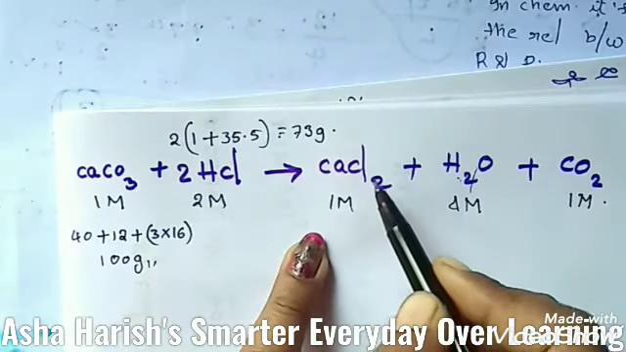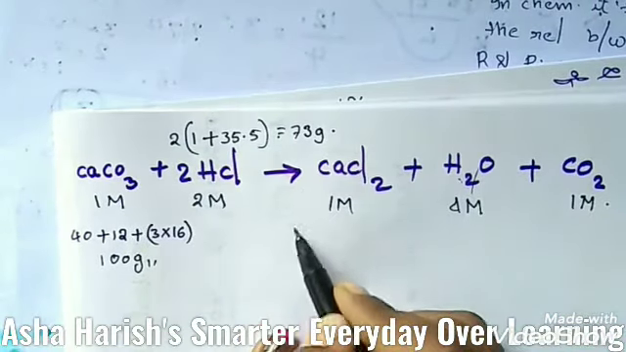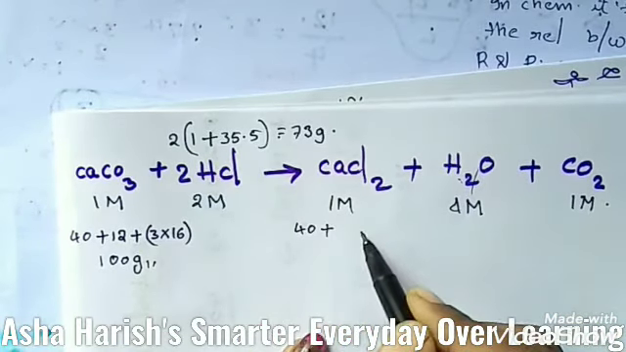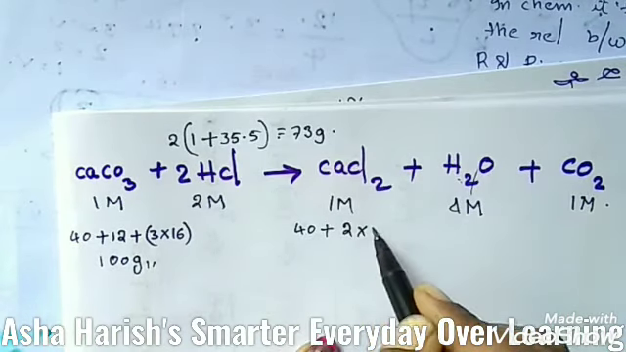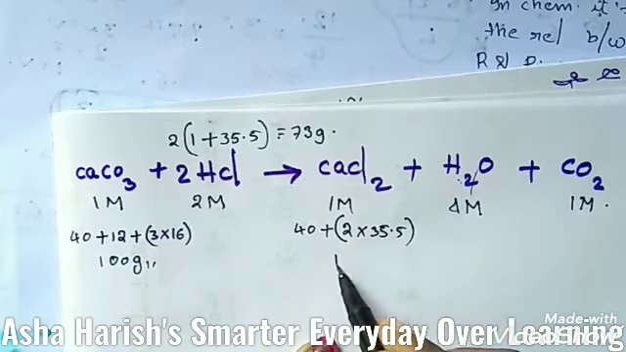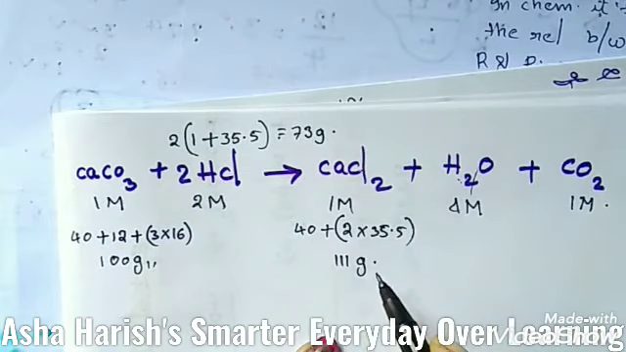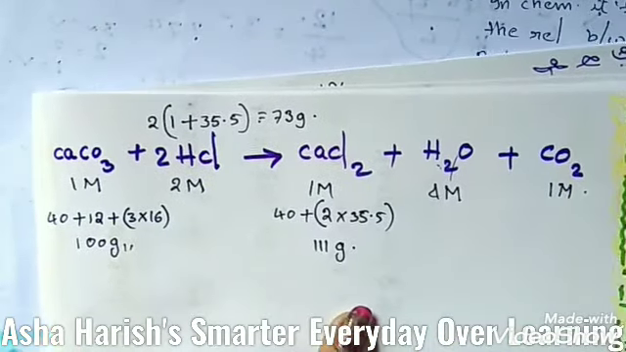Now coming to calcium chloride. About calcium, you know that previously the atomic mass is 40 plus chlorine, also you know here 2 chlorine atoms, so 2 into 35.5. Okay, here 111 grams, that is the molecular mass of calcium chloride.